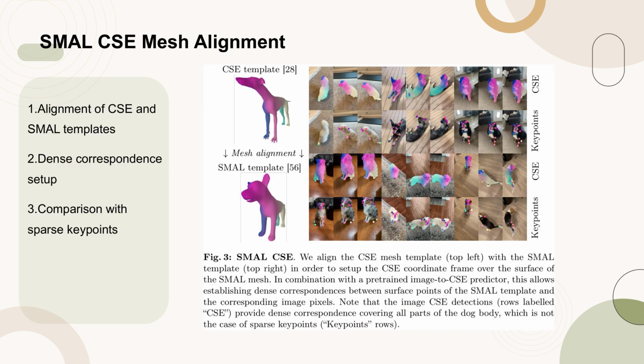Figure 3 illustrates the process of aligning the CSE mesh template with the SMAL template to establish a CSE coordinate frame over the SMAL mesh. This alignment, combined with a pre-trained image to CSE predictor, enables the establishment of dense correspondences between surface points of the SMAL template and the corresponding image pixels. The figure highlights that the CSE detections provide dense correspondence covering all parts of the dog body, contrasting with the sparse keypoints which do not offer the same comprehensive coverage.